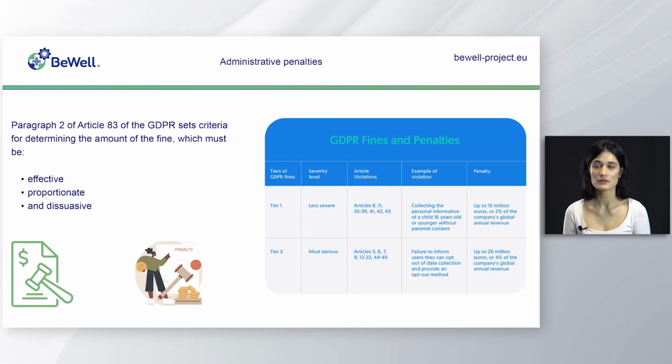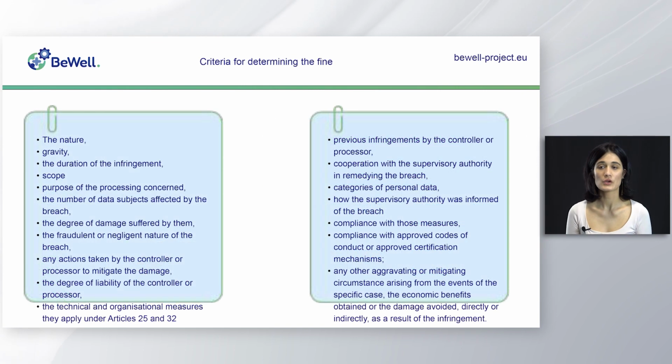Paragraph 2 of Article 83 of the GDPR sets out in great detail the criteria for determining the amount of the fine, which must in any event be effective, proportionate and dissuasive according to paragraph 1 of the same article. Criteria for determining the fine. According to the regulation, the criteria for determining the fine shall be duly taken into account as well as the existence of fraud or negligence that caused it.